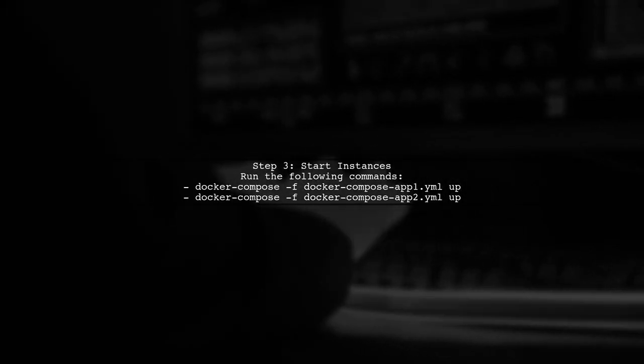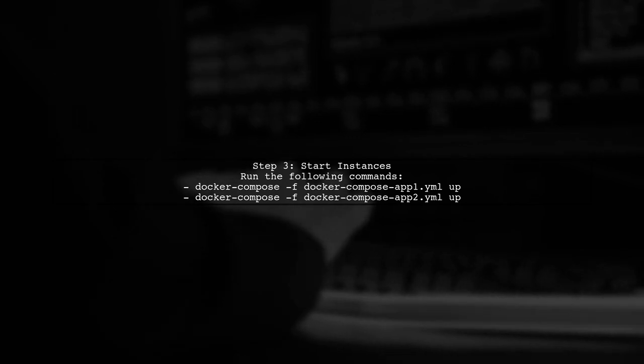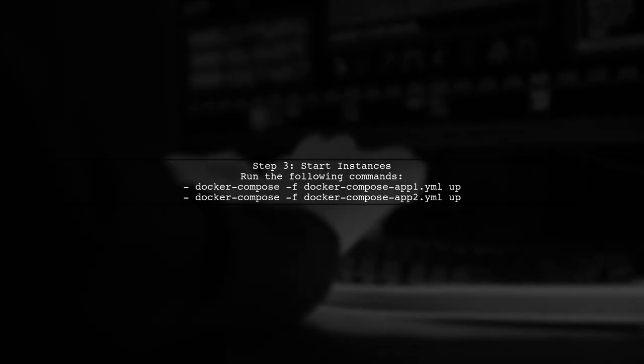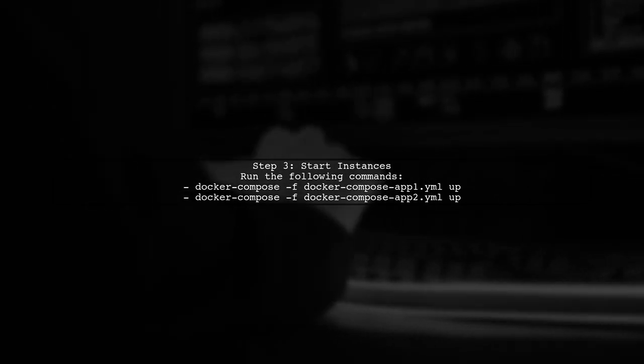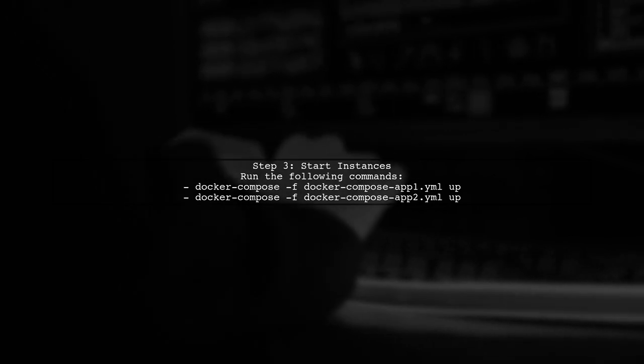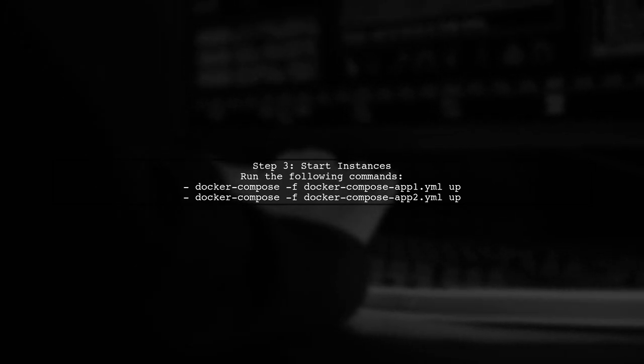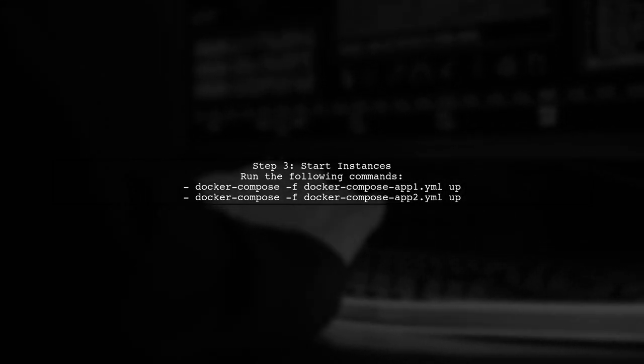Next, you can start each instance using the command docker compose -f docker-compose-app1.yml up for the first instance and docker compose -f docker-compose2.yml up for the second instance. This way, each application runs independently.